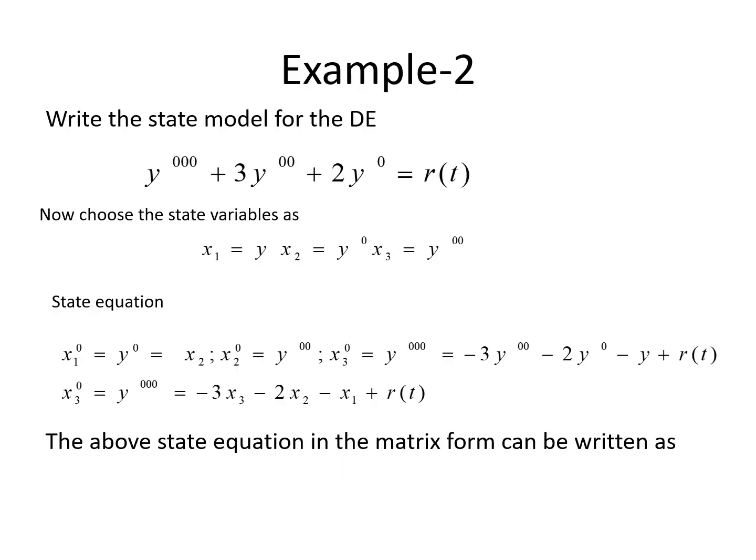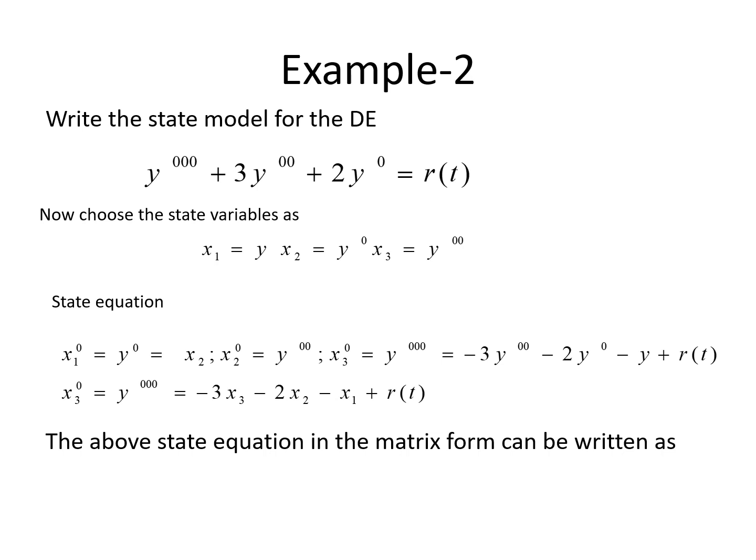So another example is given here, wherein you need to write the state model for the given differential equation, which is taken as y triple dash plus 3y double dash plus 2y dash is equal to r of t. Now x1 is taken as equal to y, x2 is taken as equal to y dash, and x3 is taken as equal to y double dash. So in turn we are going to write x1 dash as equal to y dash, which is equal to x2, x2 dash as equal to y double dash, which is equal to x3, x3 dash is nothing but equal to y triple dash, which is equal to minus 3y double dash minus 2y dash plus r of t.